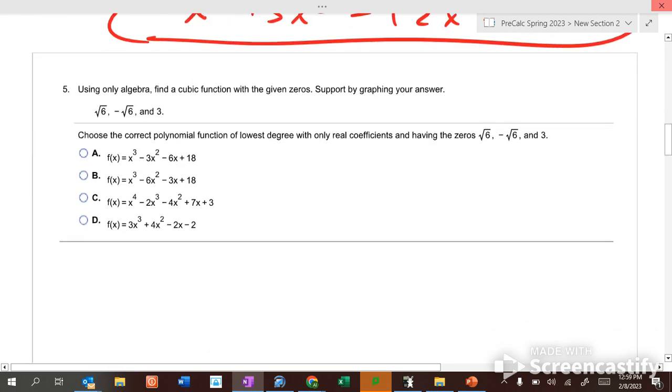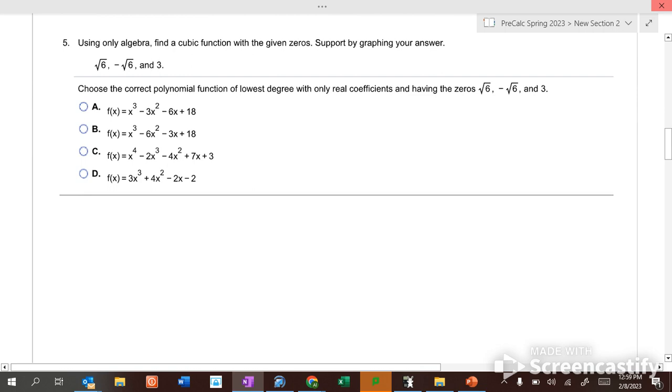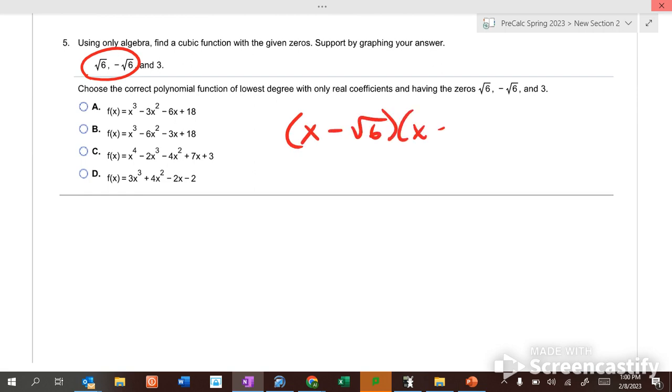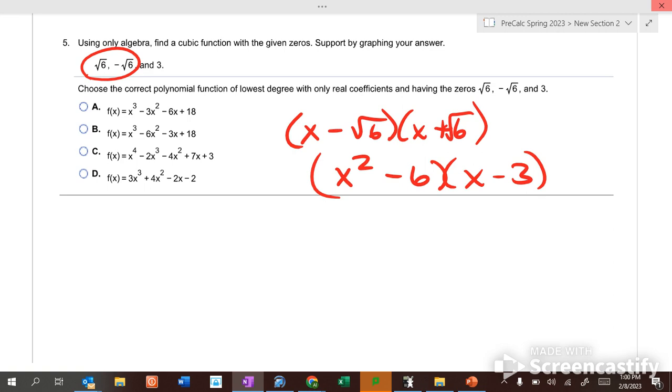If we have square roots, they always come in conjugate pairs. So x minus the square root of 6, x plus the square root of 6. What happens when we FOIL conjugates? The middle term does what? Cancels. So it's x squared minus 6. And then you take it times x minus 3, FOIL, you get one of those.